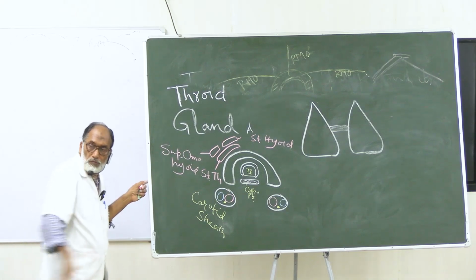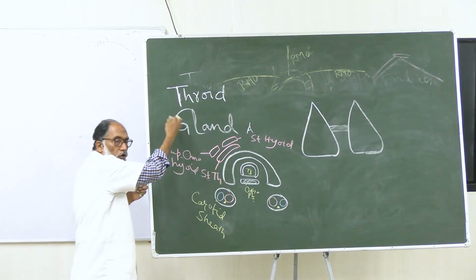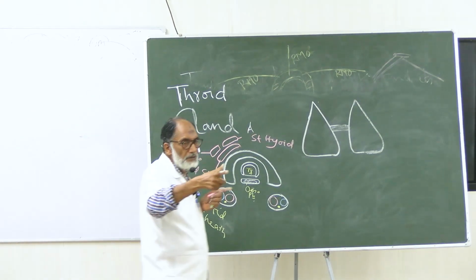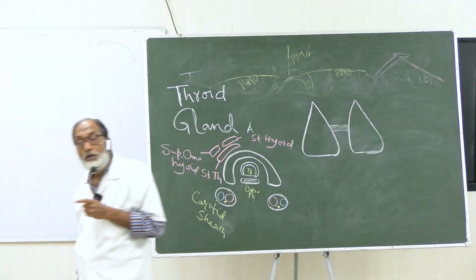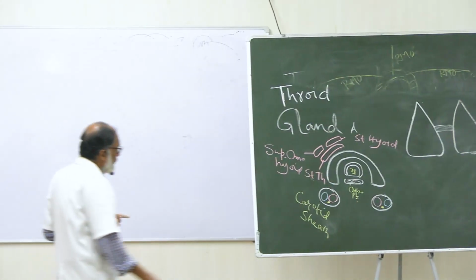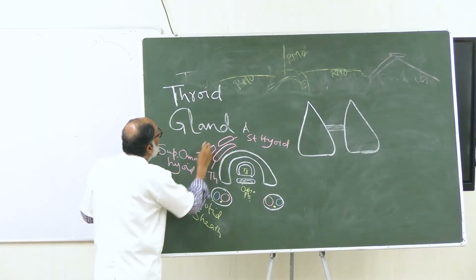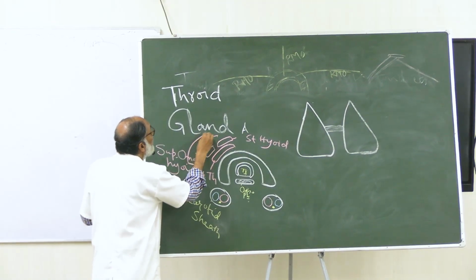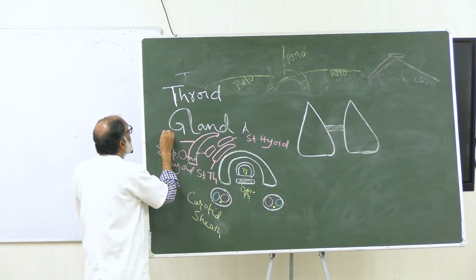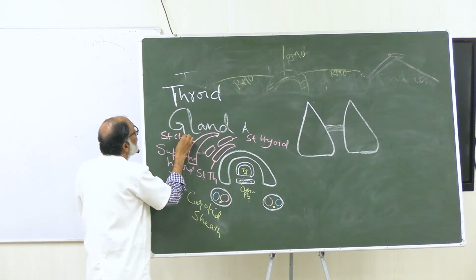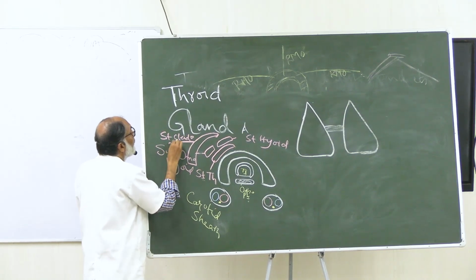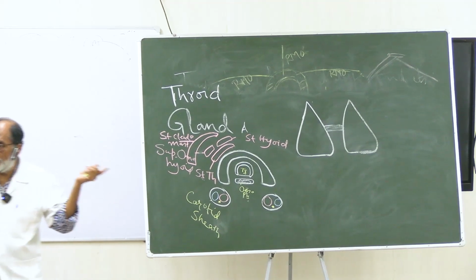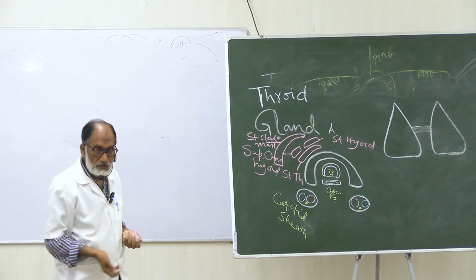And superficial to all, it is overlapped by another important muscle. What is that? Anterior border of sternocleidomastoid. Here lies the anterior border of sternocleidomastoid. Right? That's why this surface is also called muscular surface.